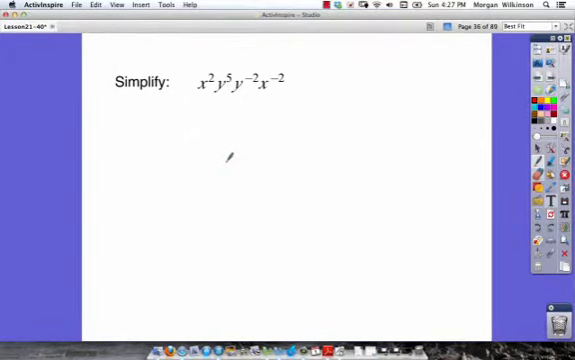Okay, let's go ahead and simplify this. We've got some negative powers in here. We've got multiplication all the way through: x squared times y to the fifth times y to the negative second times x to the negative second. So we have to figure out how many x's we have, and you can see we have x squared and x to the negative second power. Well, we must have x to the 0th power, because 2 minus 2 is 0.